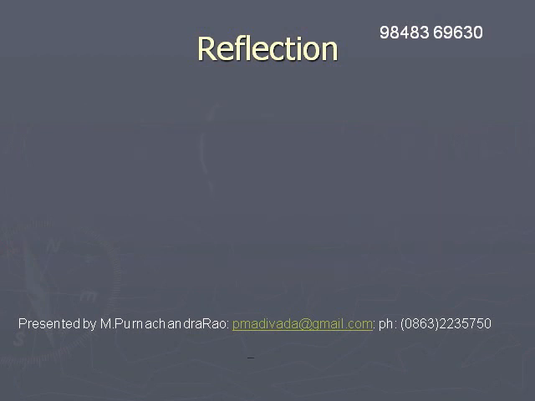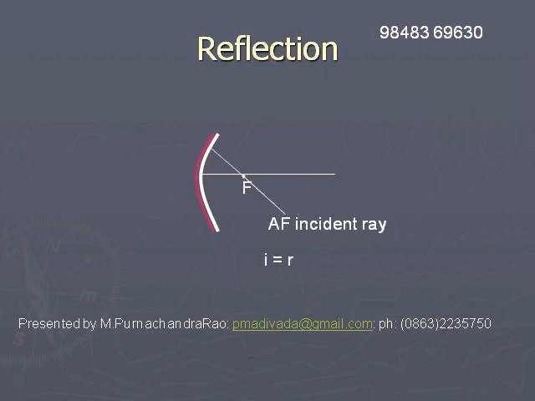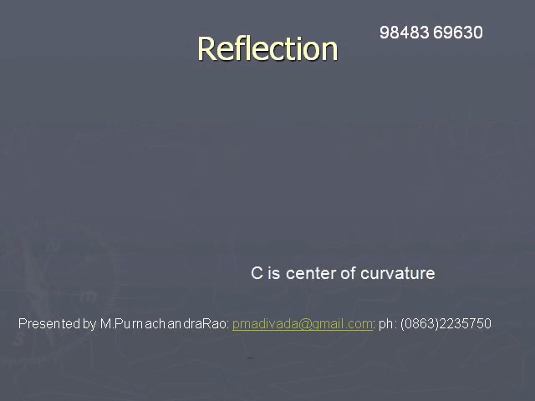Next, the ray passing through the focus. In the first case, you notice the ray incident passing through the focus, and we draw the normal at the point of incidence. Then draw the reflected ray such that I is equal to R. You notice that the reflected ray travels parallel to the principal axis. This is in the case of a concave mirror.